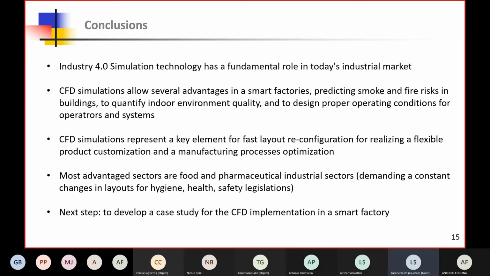optimization. The sectors that can have the most advantages are the food and the pharmaceutical one, because these sectors demand constant changes in layout for hygiene, health and safety legislation. As a future outlook, I will consider to develop a case study for the CFD implementation in a smart factory.